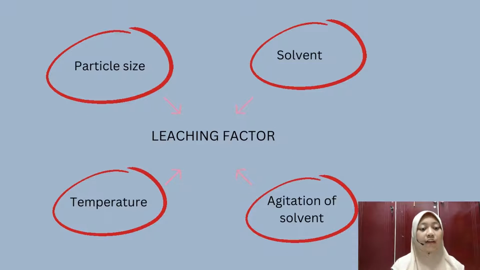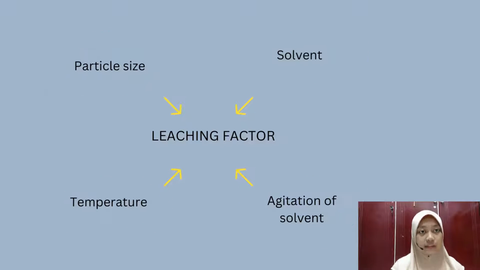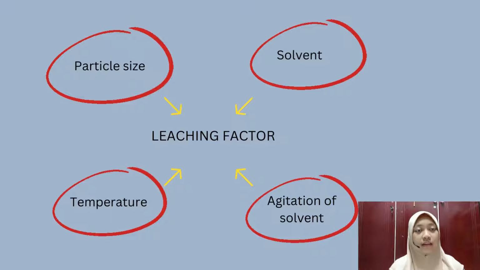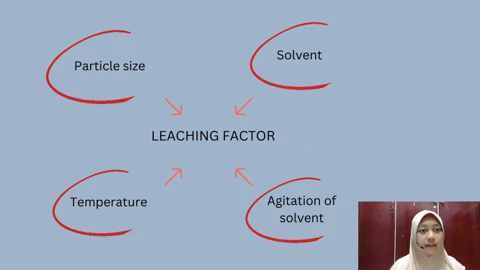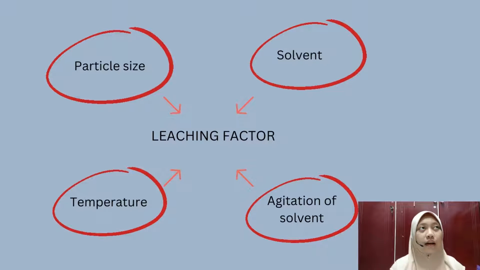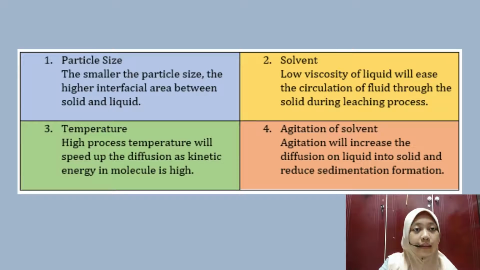The leaching process depends on a few factors, which are particle size, solvent, temperature and agitation of fluid. And I will explain the factors one by one and how they affect our leaching process. For factor number 1, which is particle size, we need to ensure our particle size is smaller in order to make sure the interfacial area is bigger, so it will increase our mass transfer rate of solid and liquid in the leaching process.